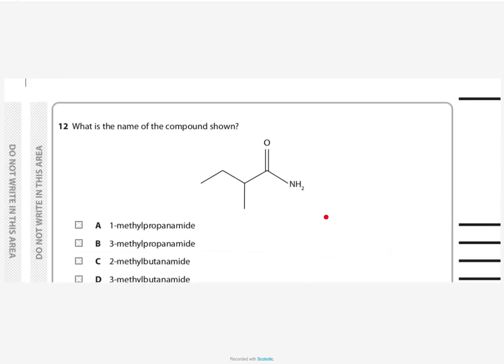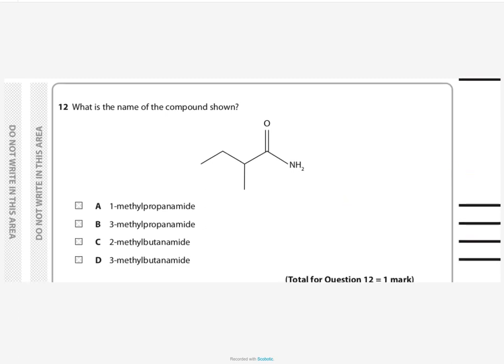What is the name of the compound shown? Let's first number this: 1, 2, 3, 4. This is 2-methyl, 4 carbons with carbon-carbon single bonds, and this is a functional group which we name as amide. 2-methylbutanamide.